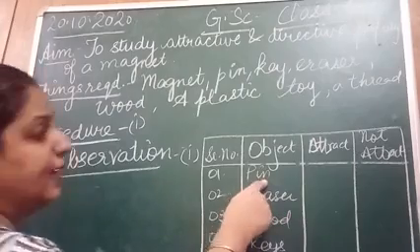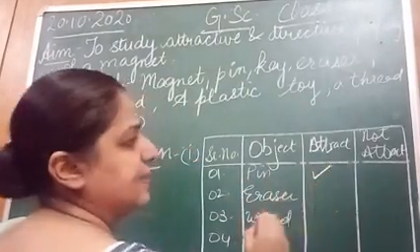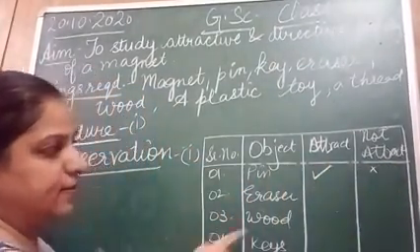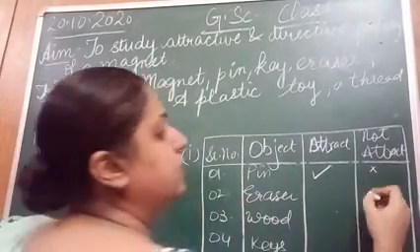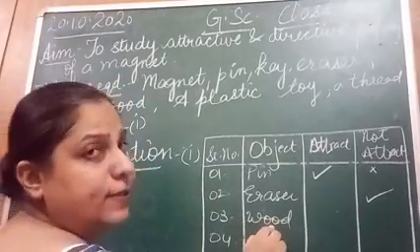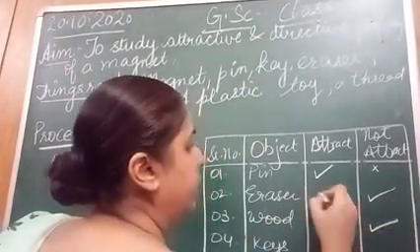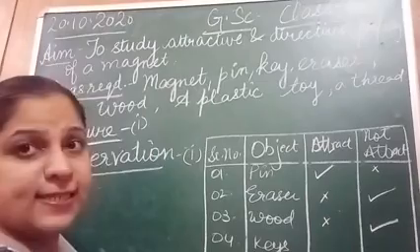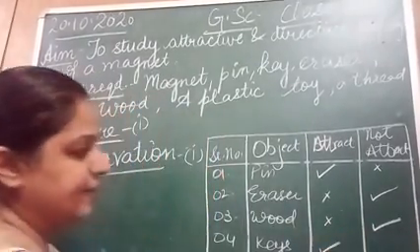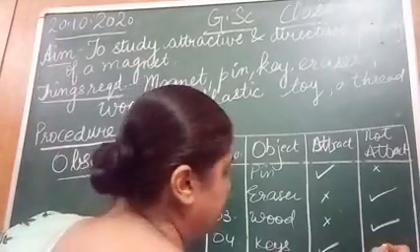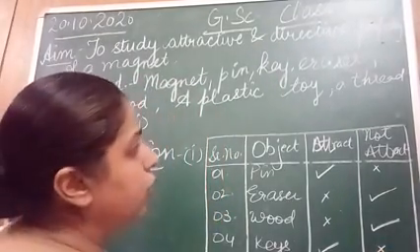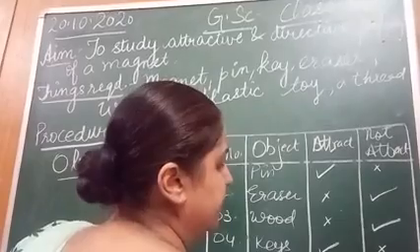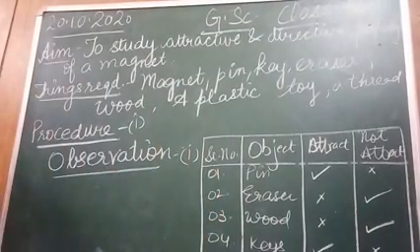Look, right? So what will be the observation? Pin, was it attracted? Yes. Right? Eraser, did it get attracted? No. Wood, no. Right? Keys, keys get attracted. Right? Then toy, toy also did not get attracted. So this will be your observation.